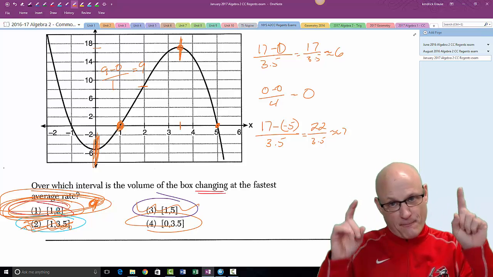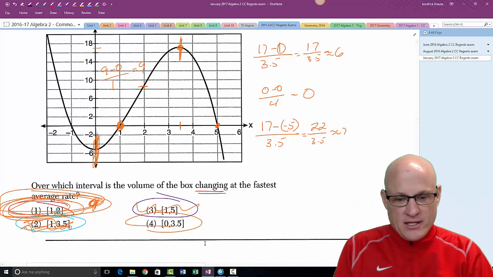The word of the day is perseverance. Did you get through it? All right? That's the word of the day.